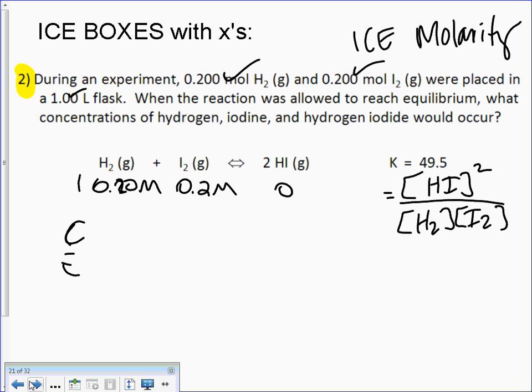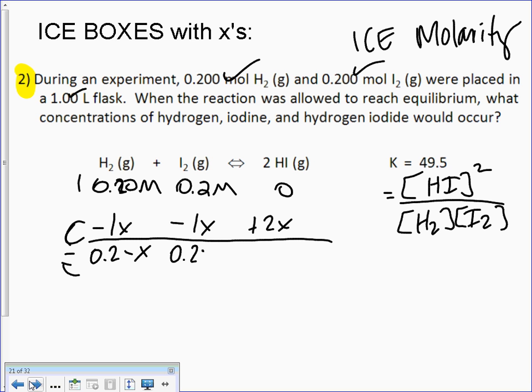How many x's are subtracted from each reactant? Why 1? Because it's a coefficient of 1. You subtract in accordance with the coefficients. Minus 1x, minus 1x. What do I add here? Remember, I'm taking away reactants to add products. 2x. All right, so at equilibrium, we actually have some funky looking stuff. We have 0.2 minus x, 0.2 minus x, and 2x.